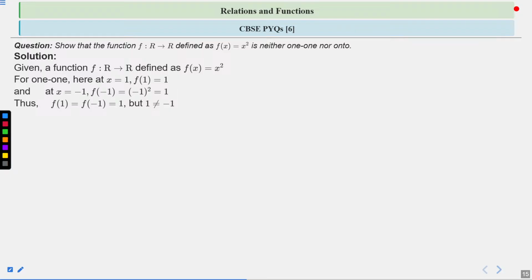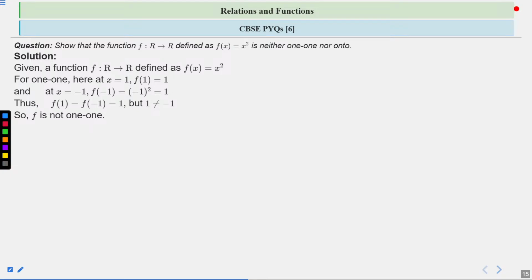Thus f(1) is equal to f(-1) is equal to 1, but 1 is not equal to minus 1. What was the condition? If f(x1) is equal to f(x2), this implies x1 should be equal to x2. But here f(x1) is equal to f(x2), but x1 is not equal to x2, right? So we can say that it is not a one-one function, right? Clear? Now, so f is not a one-one function.